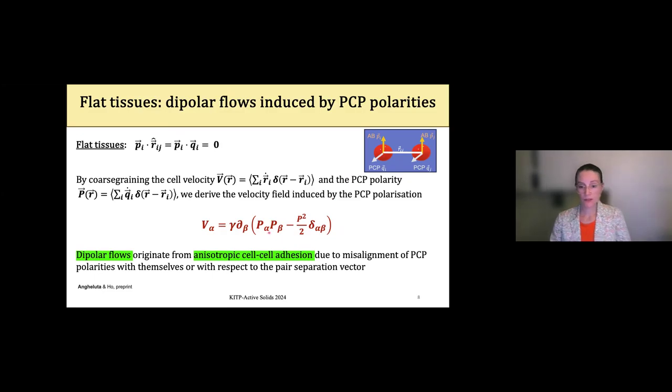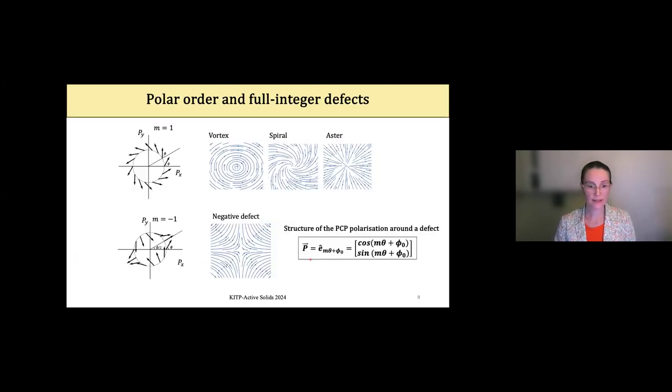But the nice thing about this one is that there are some hydrodynamic models that more or less postulate this kind of dipolar flows in polar systems, but they are quite postulated by symmetry argument, at the hydrodynamic level. So the nice thing about this exercise is that we have a microscopic model, so we can trace down to the cell-cell interaction what is the source of this dipolar flow. And that has to do with anisotropic cell-cell adhesions due to misalignment of this PCP polarity relative to each other and to the separation vector. So that's an interesting insight.